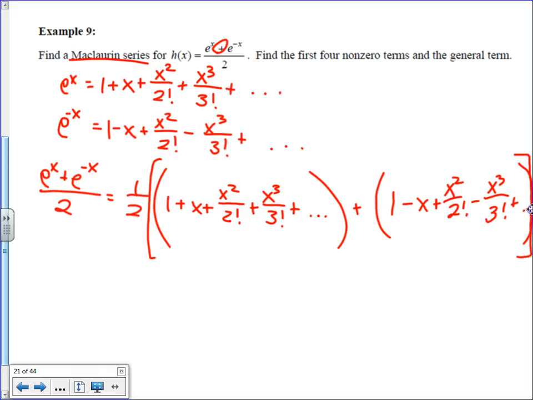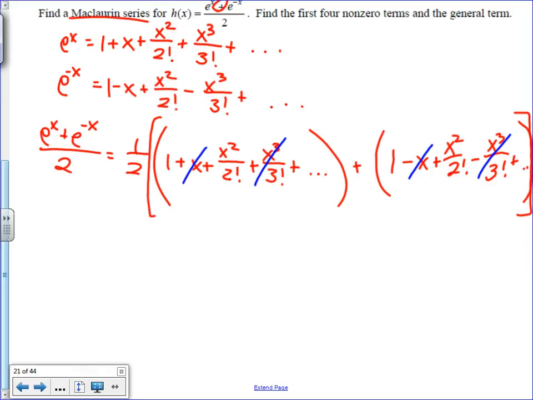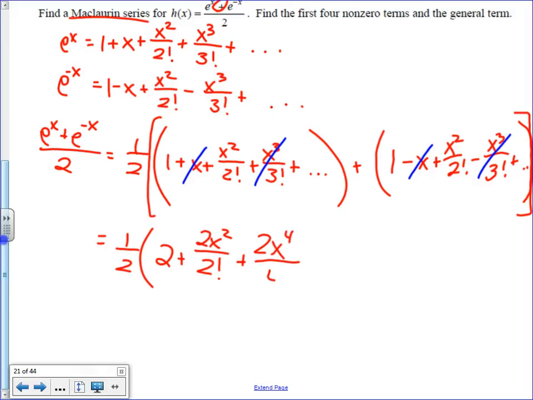So what's going to cancel? Everything negative, which will end up being everything odd. Odds are out, evens are in. 1/2 times, what's left? 1 plus 1, so 2, because 1 and 1. And then x squared over 2, x squared over 2, 2x squared over 2. And then x to the 4th: 2x to the 4th over 4 factorial.